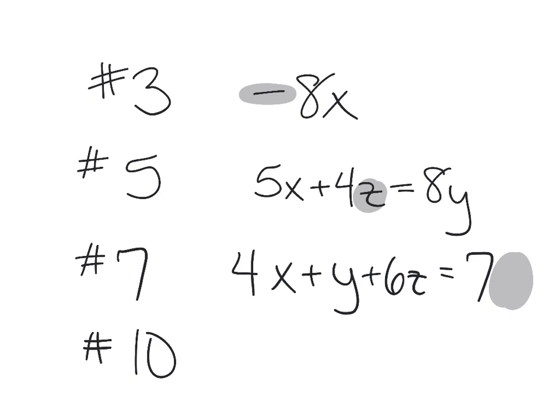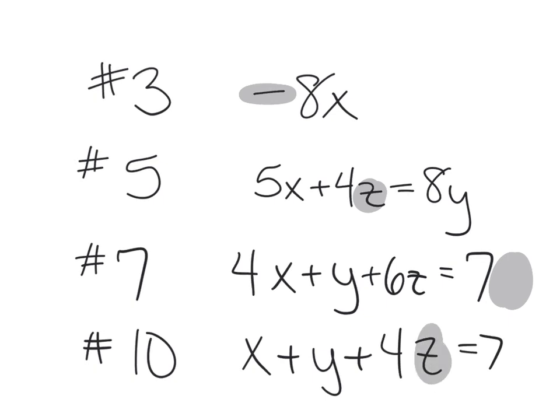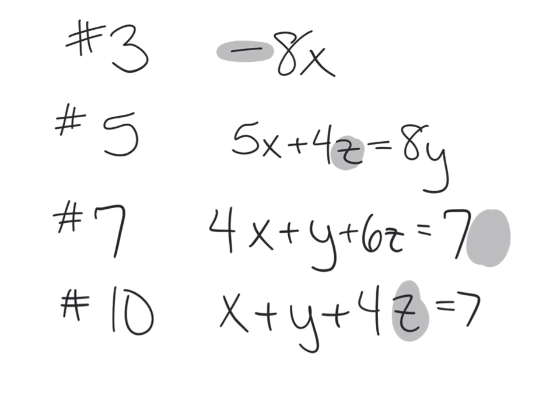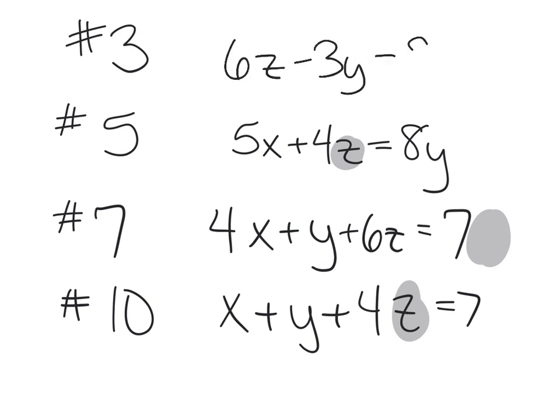And then the last typo on question number 10, the first equation should say x plus y plus 4z equal to 7. It's missing the z. That's on me. Those are my 4 typos. 4z, yeah. It just says 4. It should say 4z. Okay, I got the first one. Here, I'll just write the third equation on number 3 should say 6z minus 3y minus 8x equal to 1. My bad.